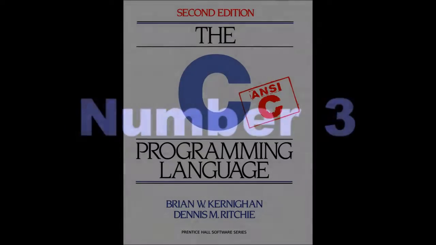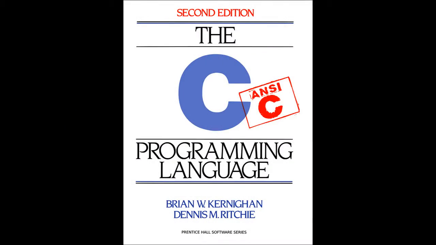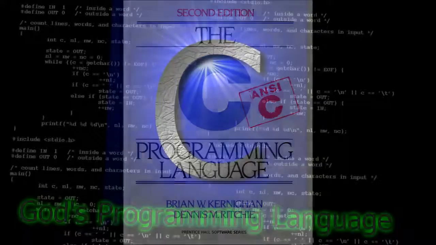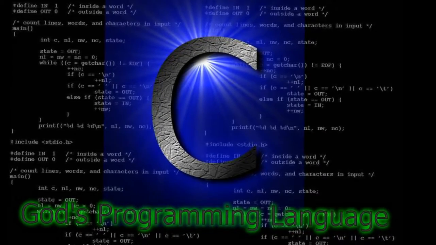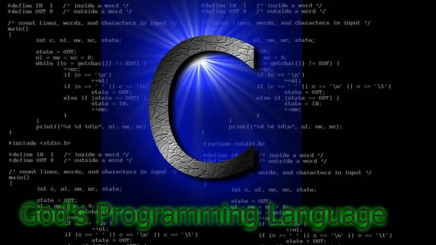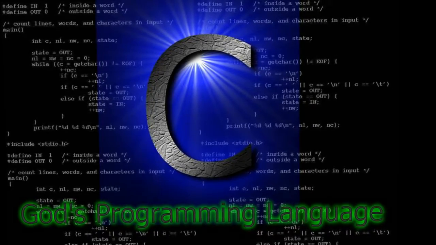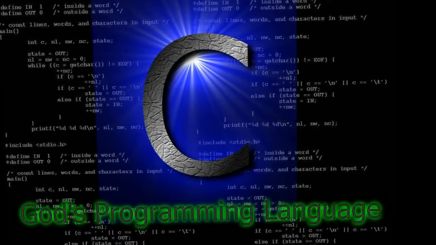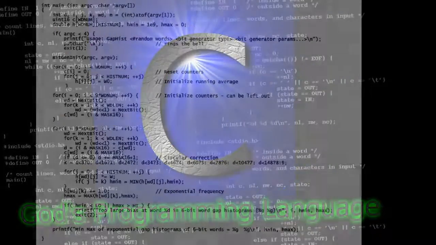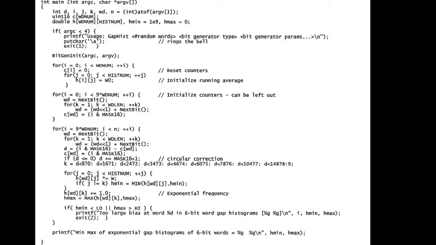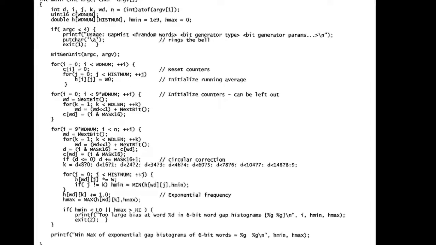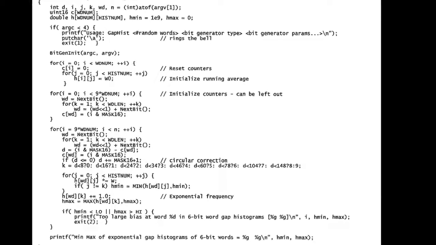Number 3. C programming language. C is the language of Unix. C was written by Dennis Ritchie in 1972. Pretty much the whole of Unix and applications that run on Unix are written in C, or C-derived languages, C# or C++. C is a small language and therefore easily learnt and easily ported to different operating systems.